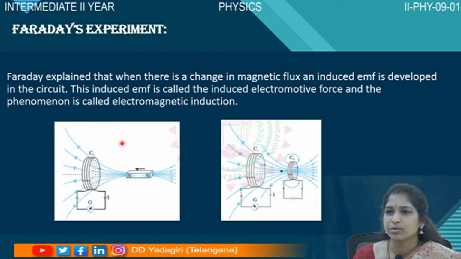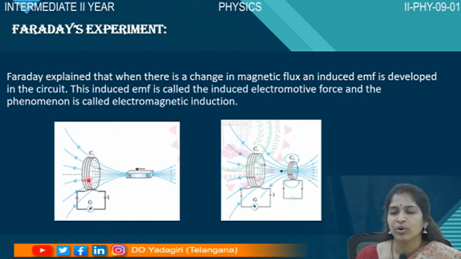So in the first experiment, there is a magnet, and this magnet has a north pole and a south pole. We know that around a magnet, a magnetic field will be there up to a certain extent. We also know that the magnetic field is represented by magnetic field lines. You can see here, these are magnetic field lines. This magnet is moving towards this coil. What did he observe? That is the first experiment.